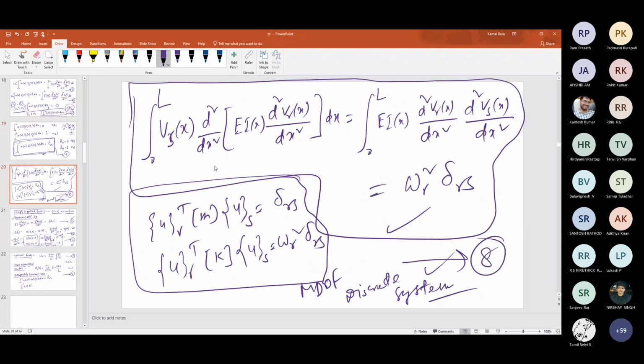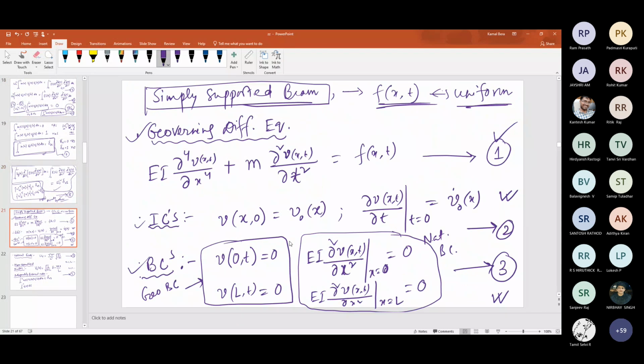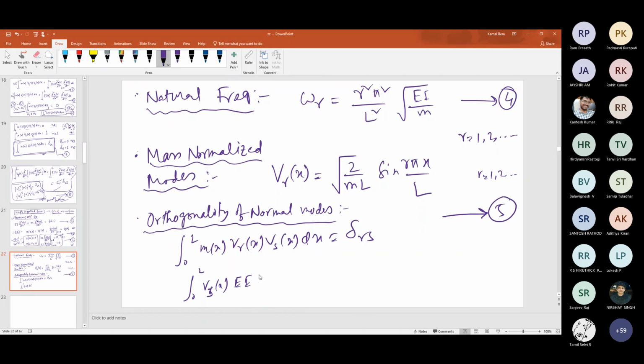What is that called? Vsx, Vrx, Vsx, EIx. So uniform beam, right? So EIx is not required to write here. Mx is not required to write here. Uniform beam is M, EI.